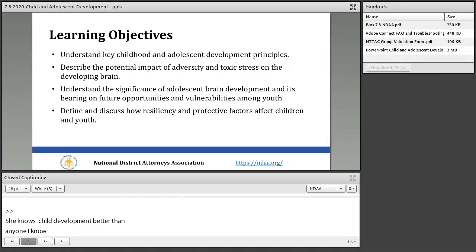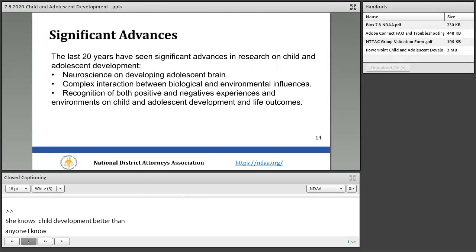So today our learning objectives are to understand key childhood and adolescent development principles, to talk about the potential impact of adversity and toxic stress on the developing brain, and that's really important, to understand the significance of adolescent brain development as it bears on future opportunities and vulnerabilities, and also to discuss resiliency and protective factors. I know that that's a favorite topic of Susan, so she may jump in at some point and talk about that, which we'll be happy to have her do.